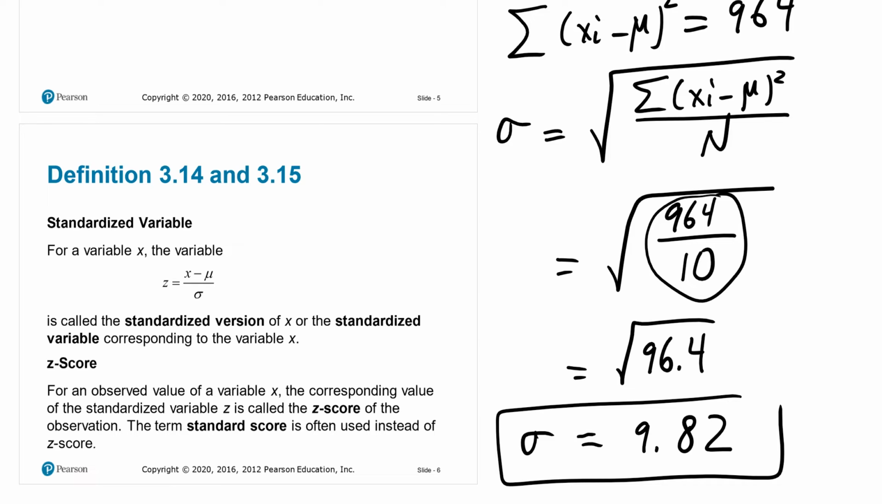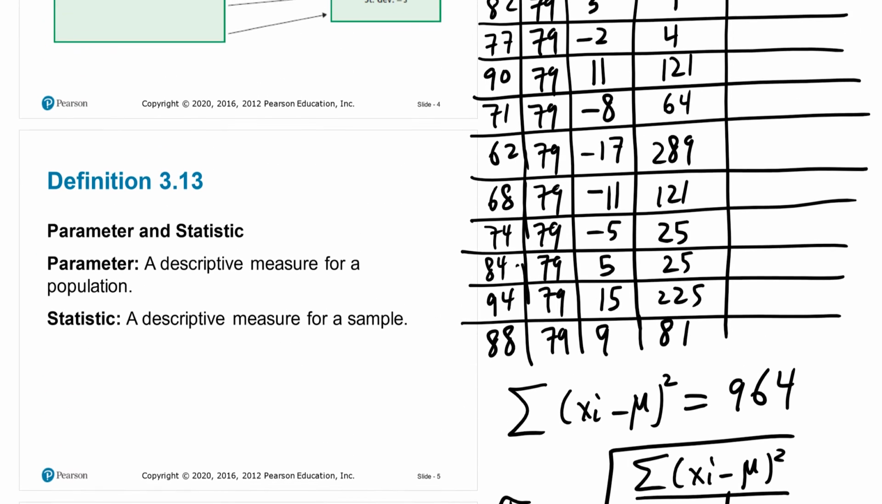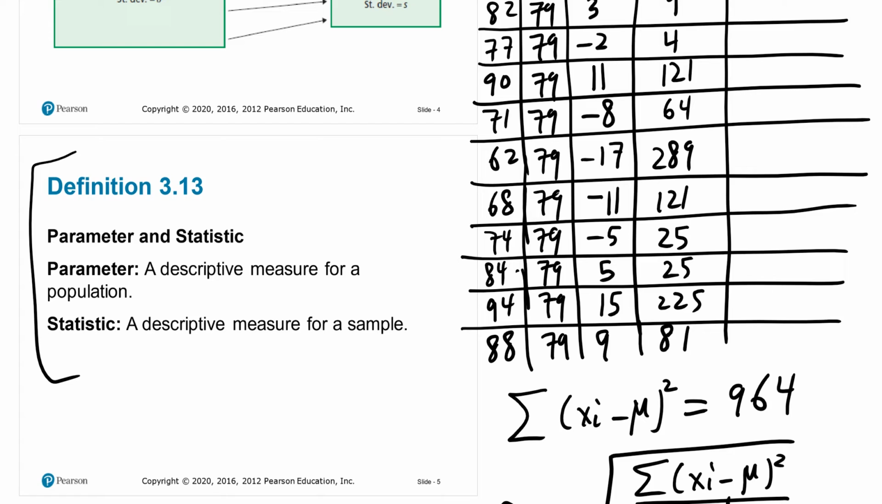After this example, we can introduce two definitions that are written here. A parameter is a descriptive measure for a population. A statistic is a descriptive measure for a sample. So in summary, parameter goes with population, and statistic goes with the sample.